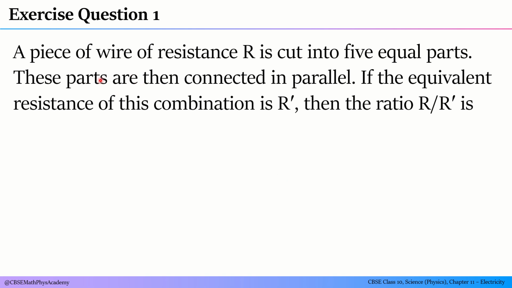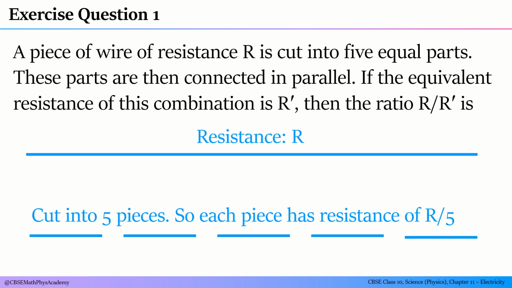So, the first question goes like: a piece of wire of resistance R is cut into 5 equal parts. These parts are then connected in parallel. If the equivalent resistance of this combination is R dash, then find the ratio of R by R dash. So what the question says is, you have an initial condition where you have a single long wire with a resistance R, and then it is cut into 5 parts. After that those 5 parts are connected in parallel, and the effective resistance of that parallel connection is R dash. So what they are asking is, what is the ratio of R by R dash?